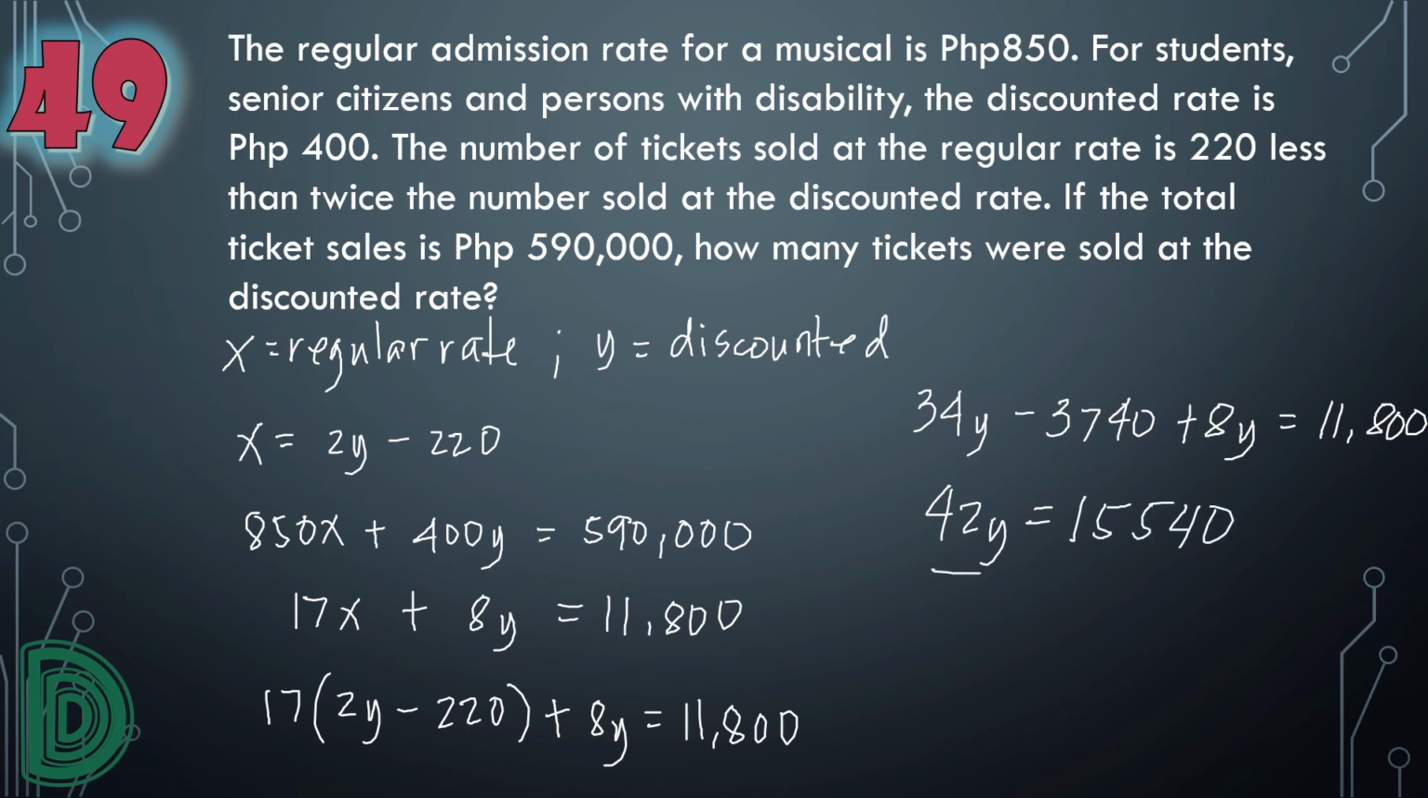Now we divide both sides of this equation by 42 to get the value of y. That is the number of tickets sold at the discounted rate. Therefore, y is equal to 370.